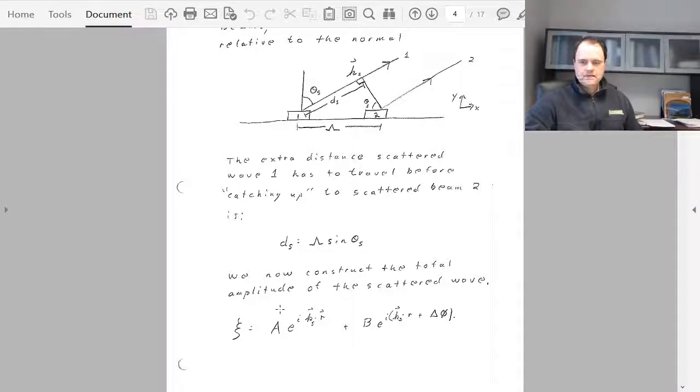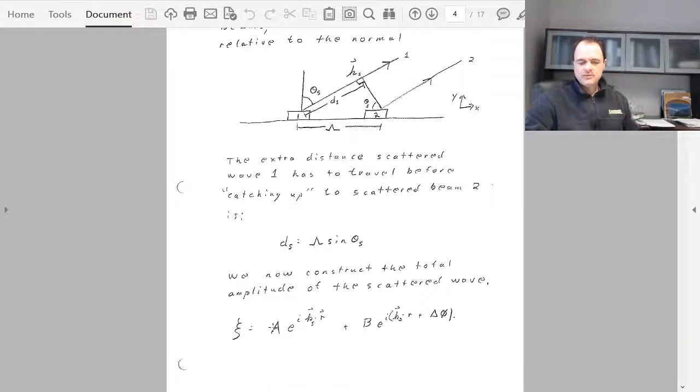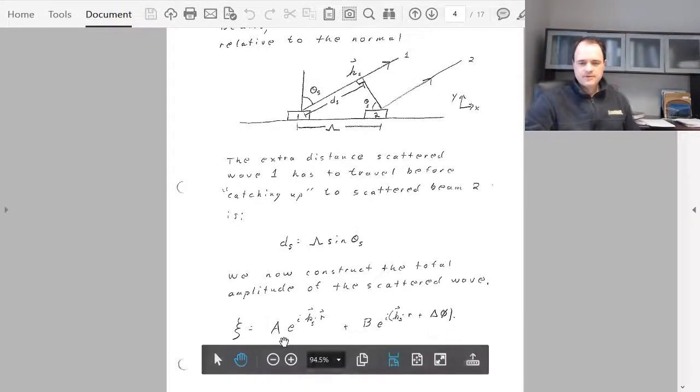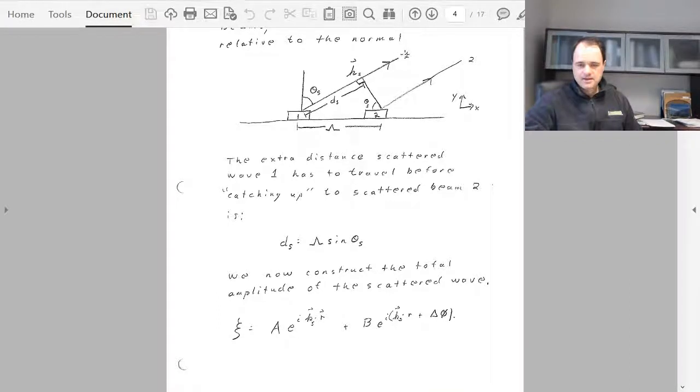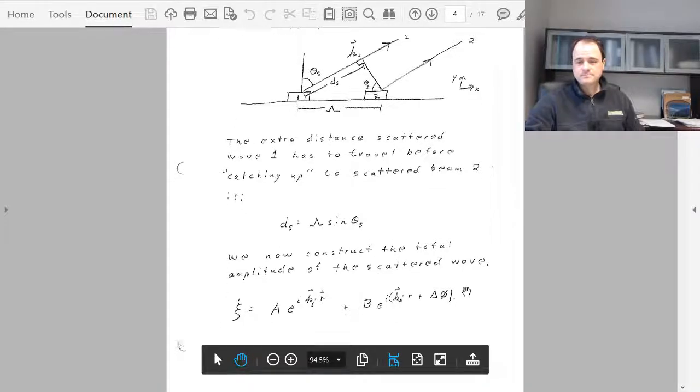All right, the total wave amplitude of the scattered beam will be equal to an amplitude factor times the plane wave, and so that will represent plane wave 1 coming out. It has an amplitude A, and then the typical e to the i ks dot r. Perfectly fine, that's a plane wave, where we have an e to the minus i omega t time dependence.